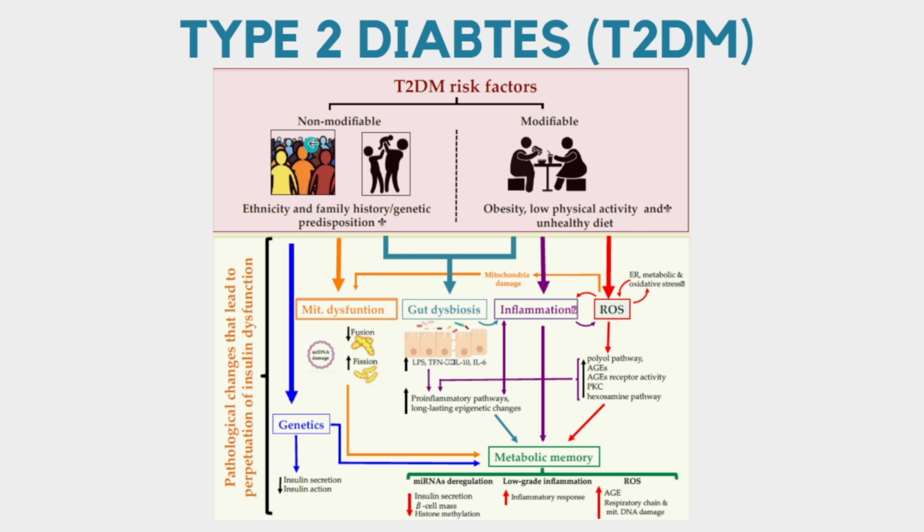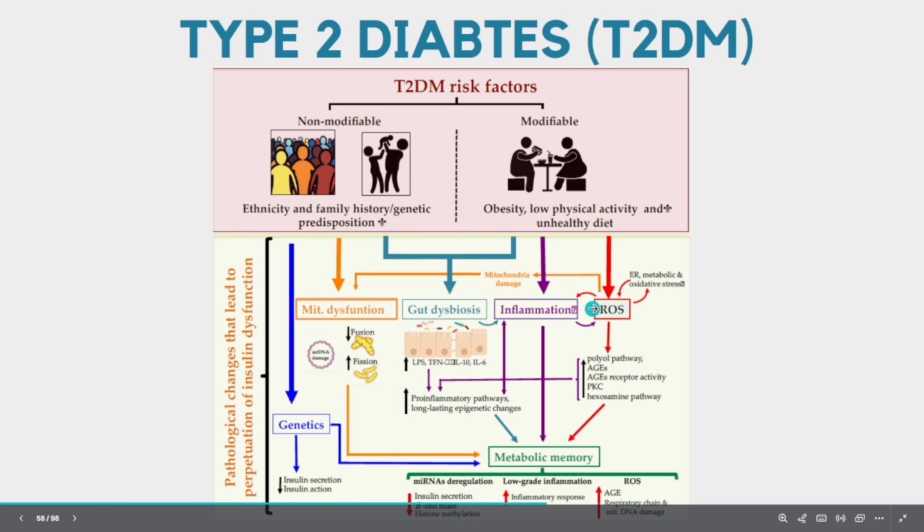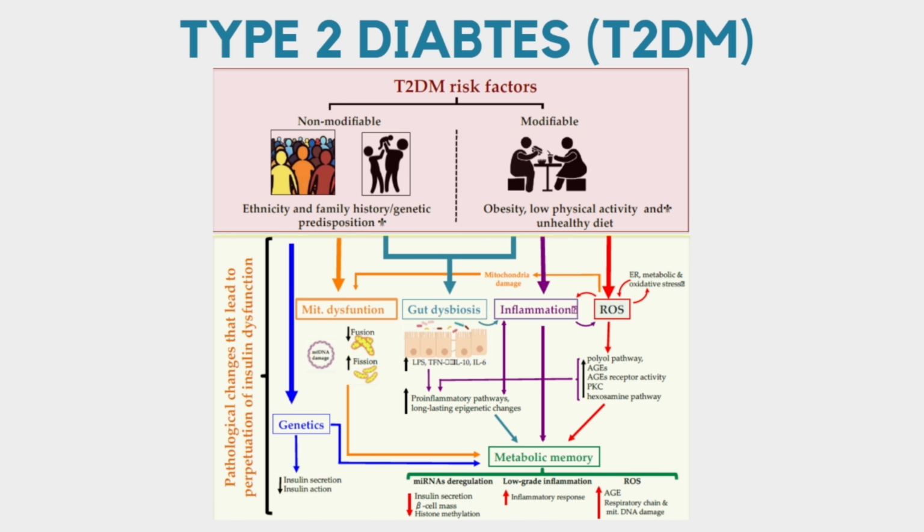But for type 2 diabetes, this is considered a minor factor. Not many cases of type 2 are caused by inheritance. Modifiable factors are the major risk factors for type 2, and they are very important: obesity, low physical activity, and unhealthy diet. All these three are the key important factors causing type 2 diabetes. These factors will cause mitochondrial dysfunction, inflammation, gut dysbiosis, and also ROS, which is reactive oxygen species. Later we will see them one by one.